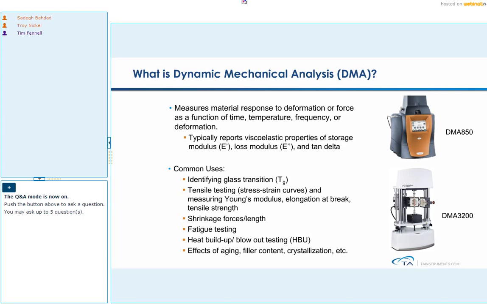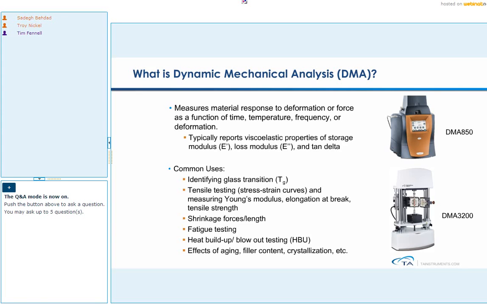So some of the common uses of this technique would be identifying a glass transition with better sensitivity. Because of this applied mechanical stress or deformation, this technique usually has a better sensitivity to Tg measurements compared to DSC, about 100 times to 1,000 times more sensitive. It's very good in detecting secondary thermal transitions such as beta peak that may not show up in a DSC graph. We have two different types of DMAs shown in this slide.